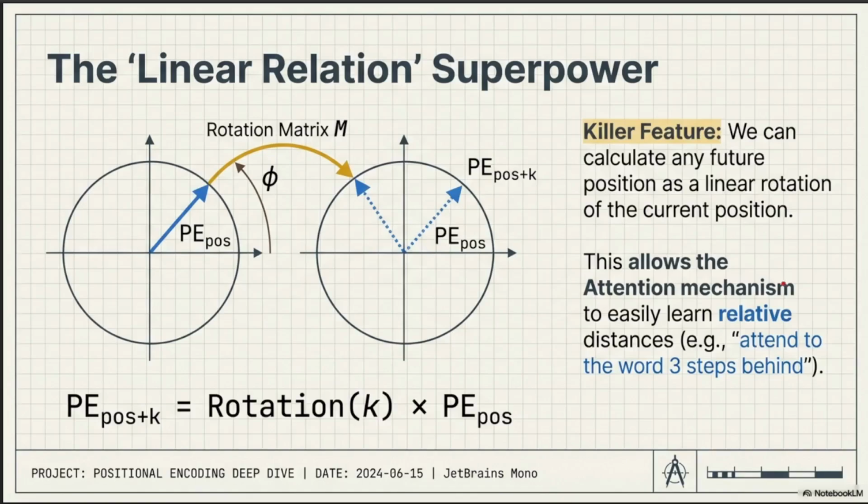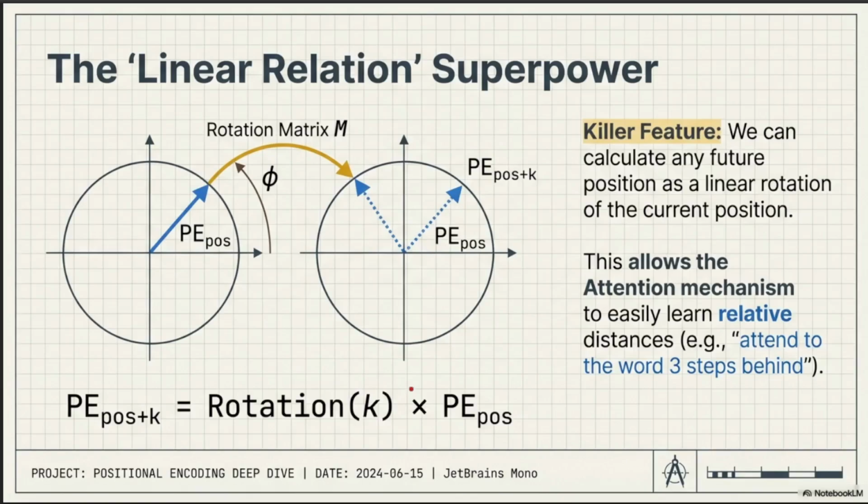So now this is a killer feature. It's not just about unique IDs, it's about relationships. Because of the properties of sine and cosine, we can mathematically prove that the encoding for position k is just a linear rotation of the encoding for position.